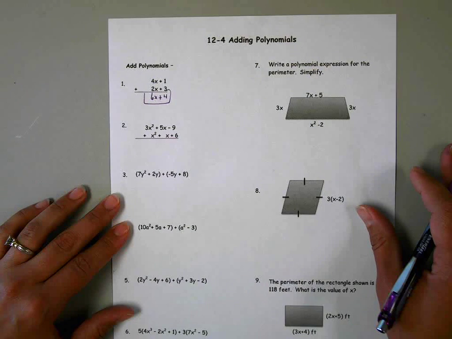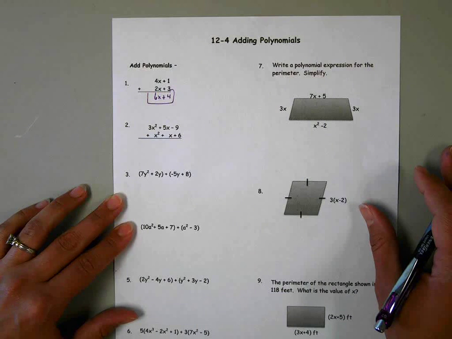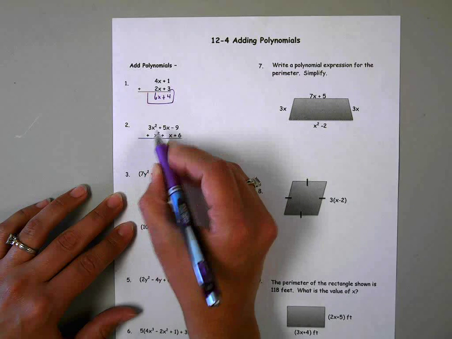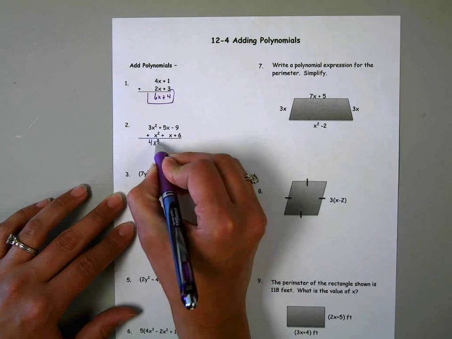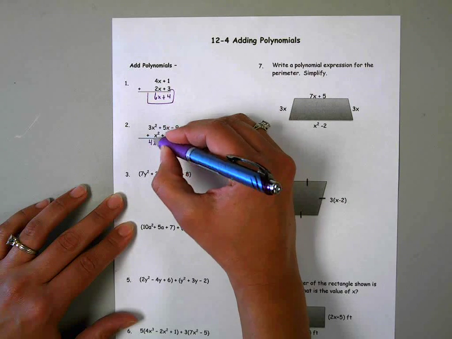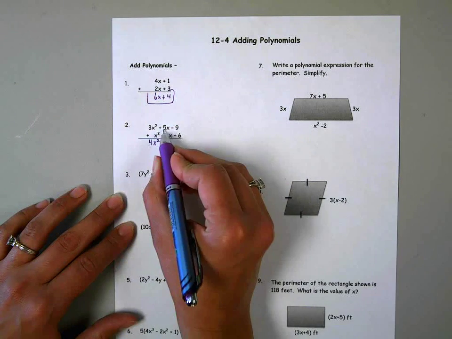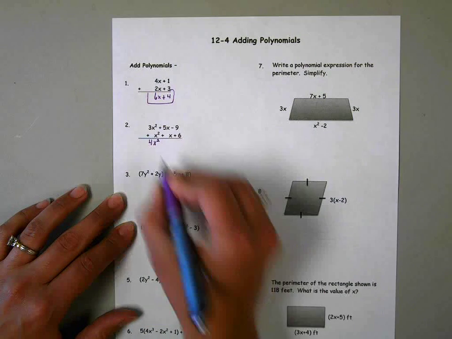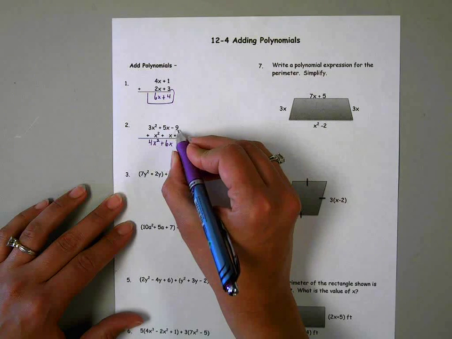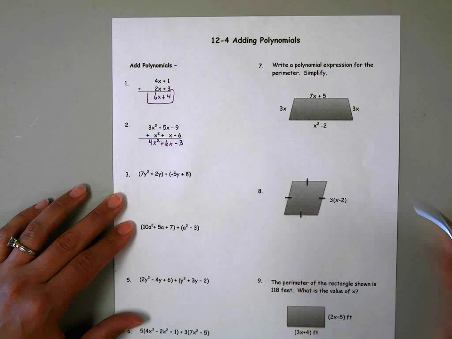Okay, the next one is 3x squared plus 5x minus 9 plus x squared plus x plus 6. So 3x squared plus 1x squared is going to give me 4x squared. Remember, when we're adding these terms, we do not change our variable. We only change the coefficient here. 5x plus 1x is a positive 6x. And negative 9 plus a positive 6 is a negative 3.